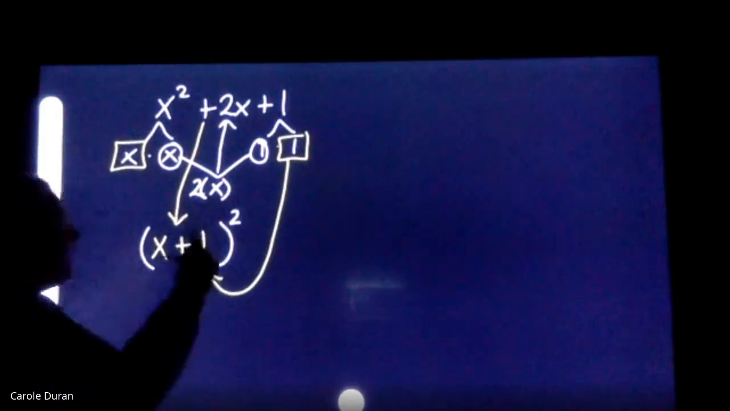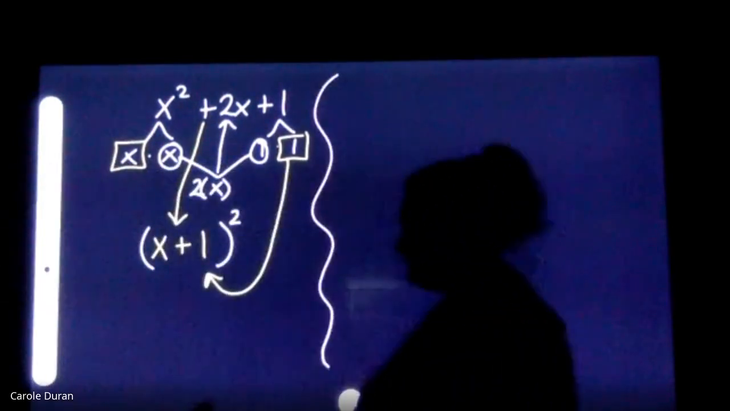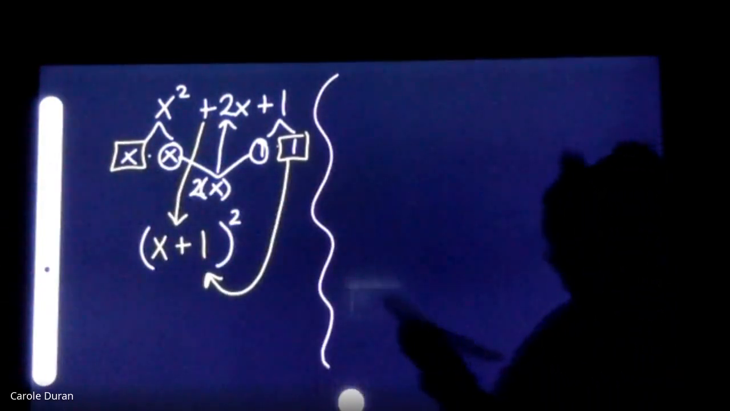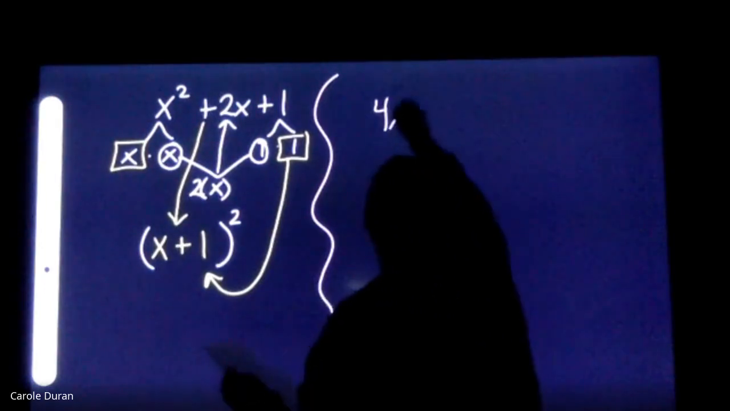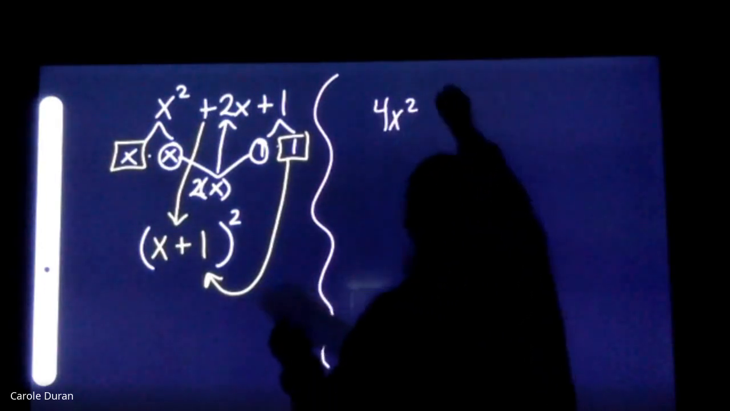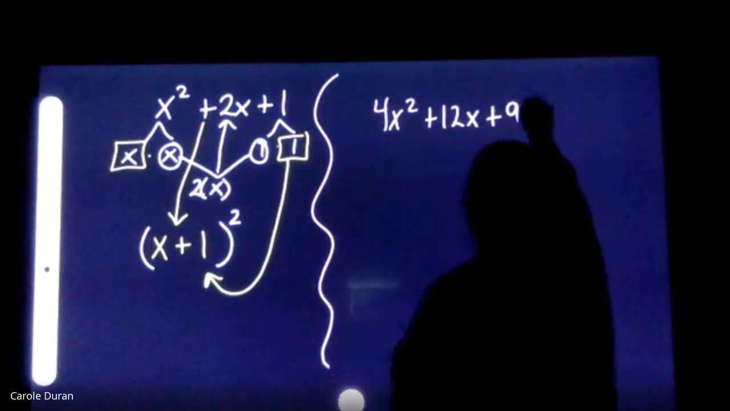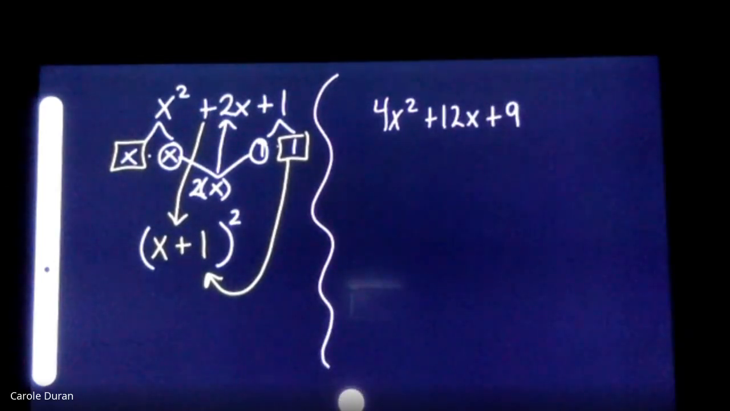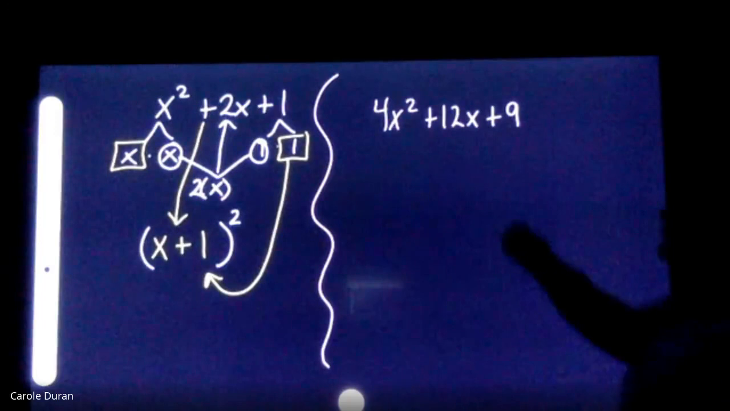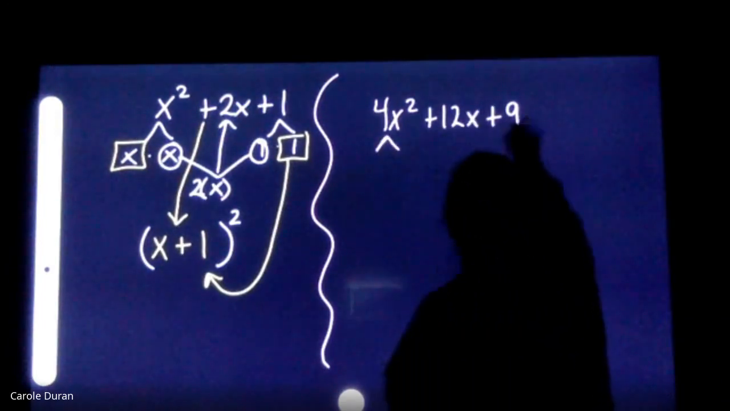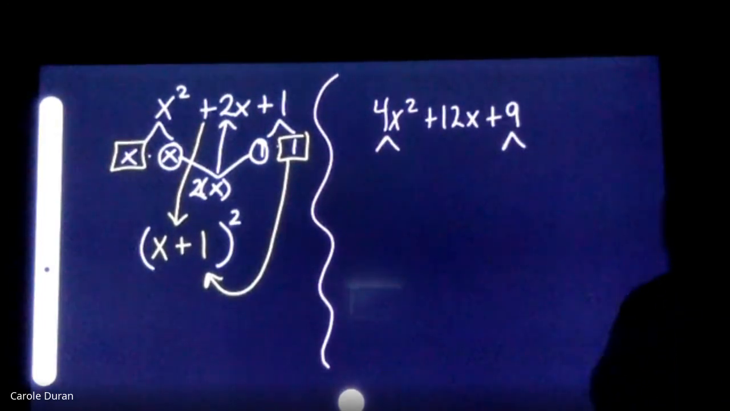Leaving that up, we're going to go ahead and do another one over here. This time I'd like to do 4x squared plus 12x plus 9. We're going to run through the same system that we had before. So I need to factor the first term and factor the third term.